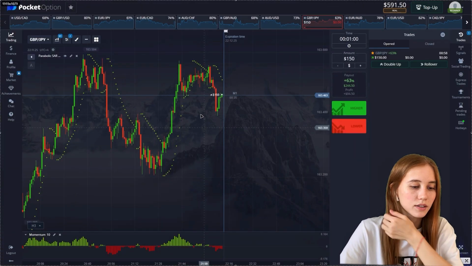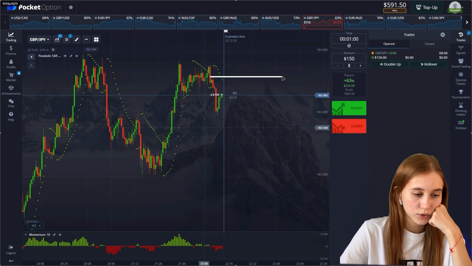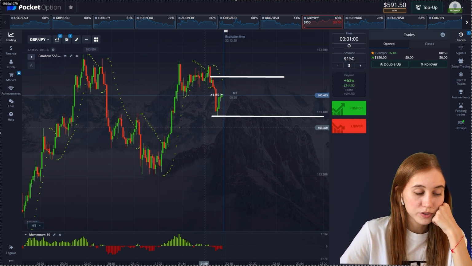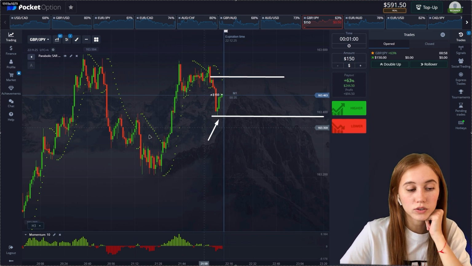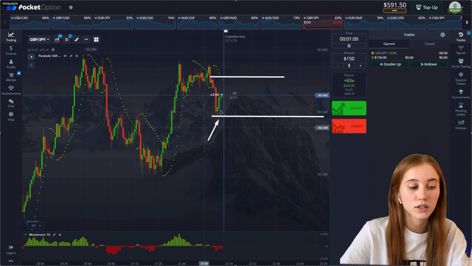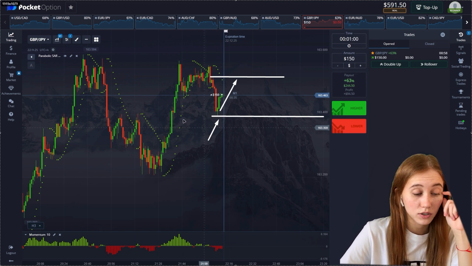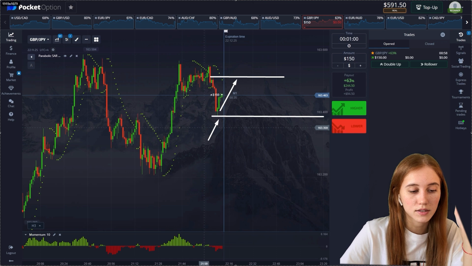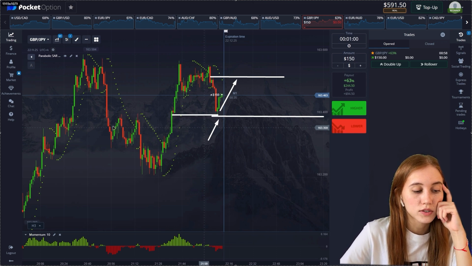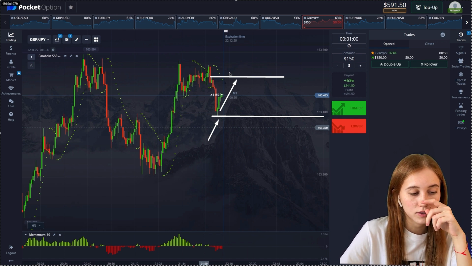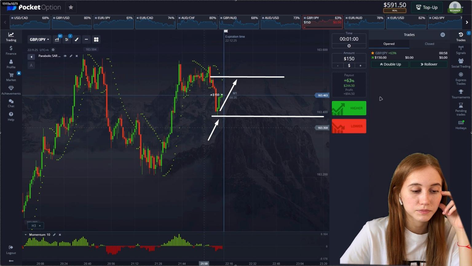If we highlight the resistance and support areas, there was a reversal. It would be more correct to say that the support area has not really established itself, because the previous support area is at the same level. So in fact, it was achieved and it was not overcome, but a rollback occurred. That's why we opted for an increase.